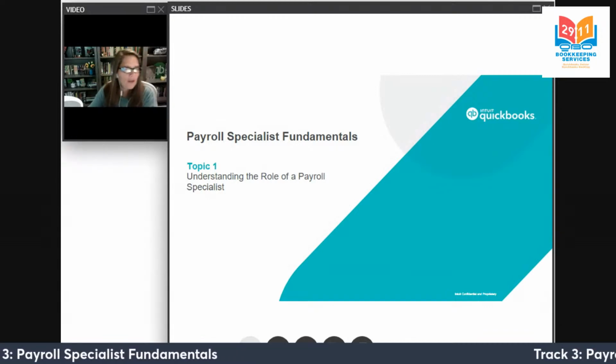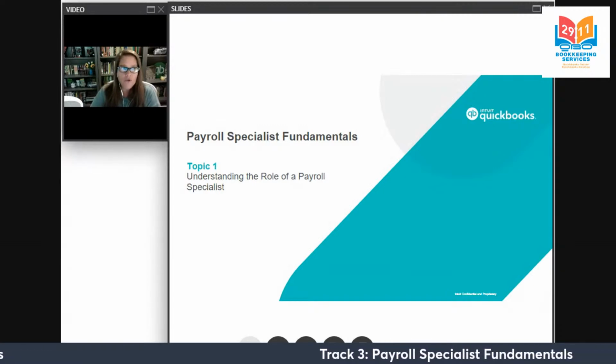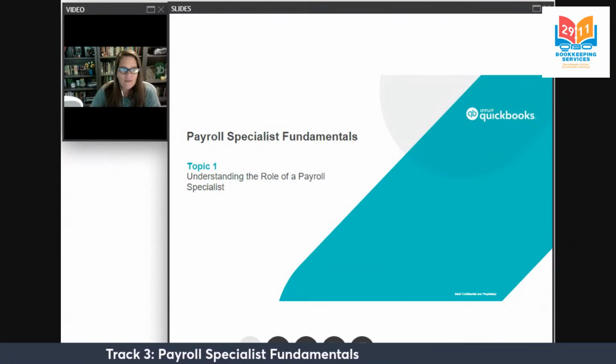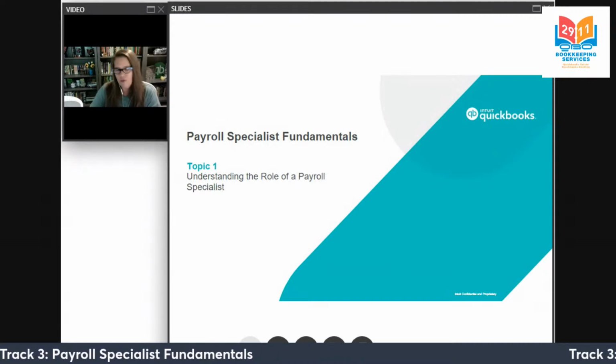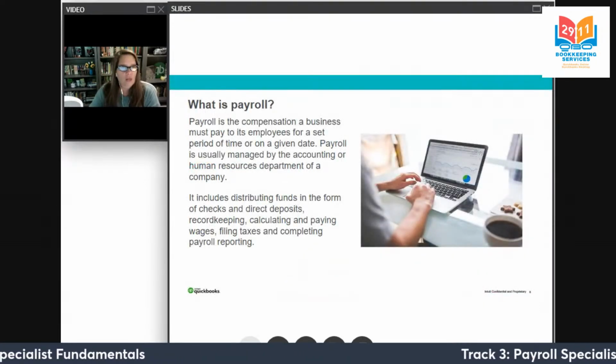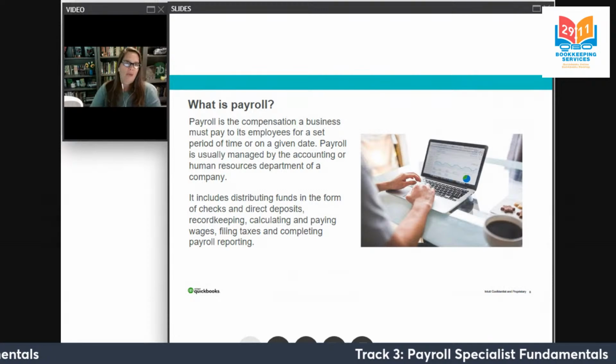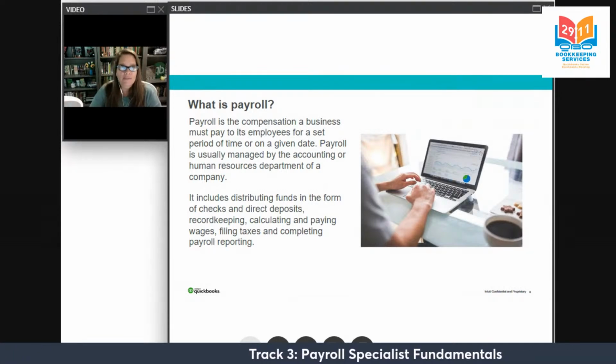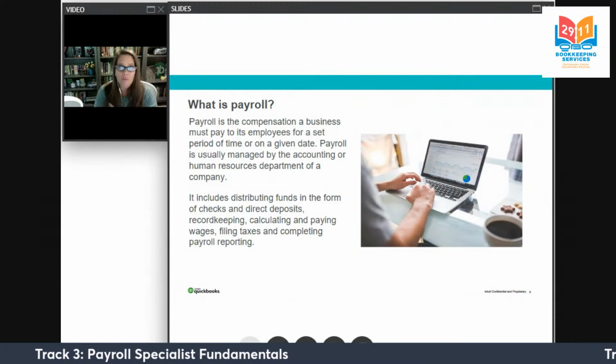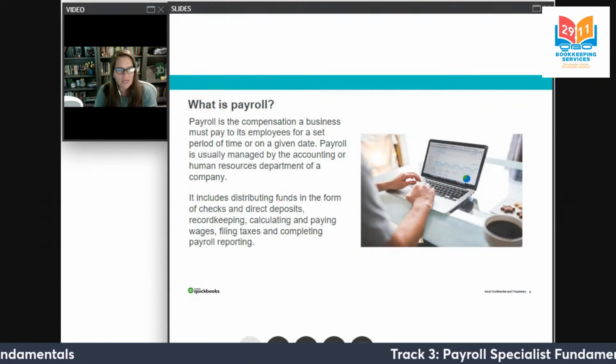Maybe I'm a weirdo. Okay, so the first topic is basically we're going to just understand what a payroll specialist is, and any of the essential tasks that a payroll specialist may need to perform for their clients. So what is payroll? It's how employees get paid. It is the compensation that a business has to pay the people that work for it, over a set period of time on a specific date.